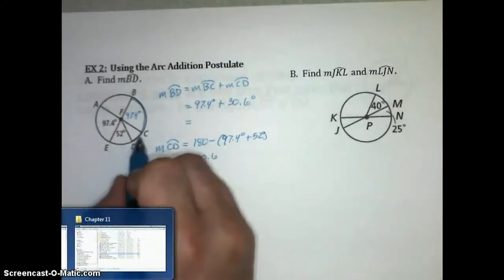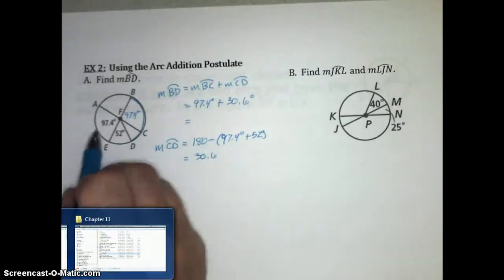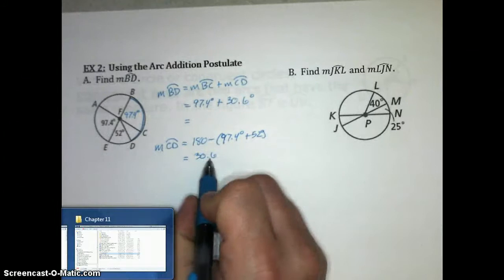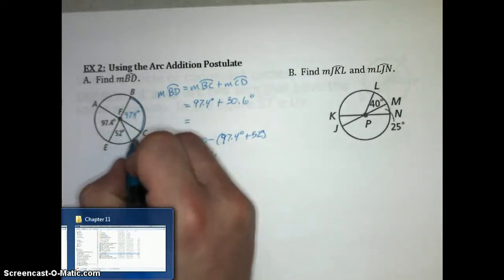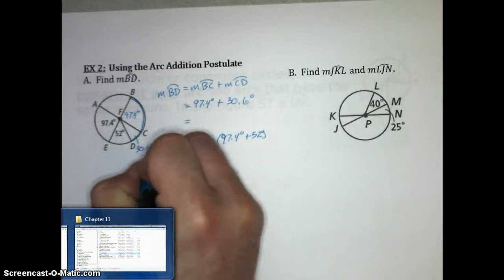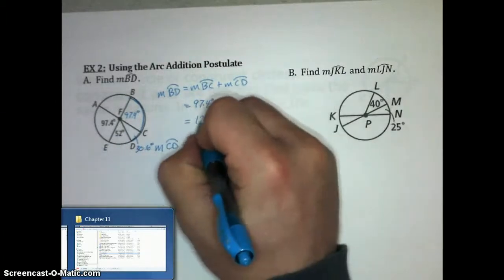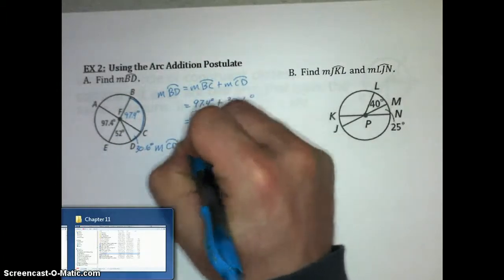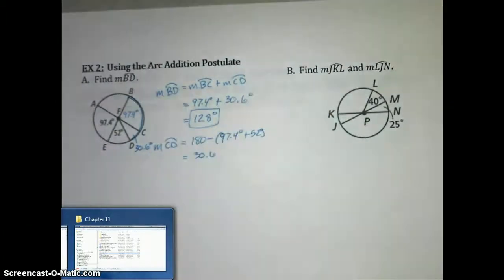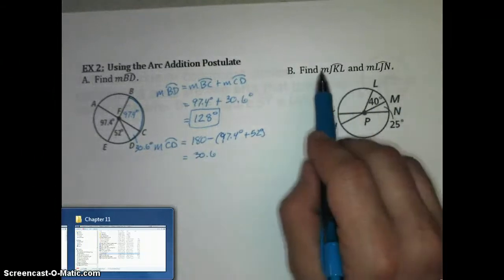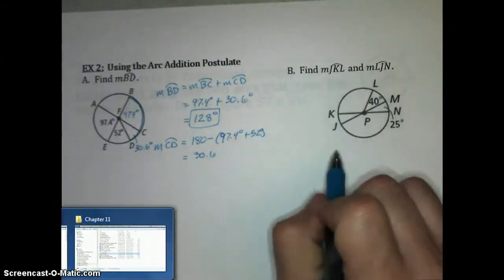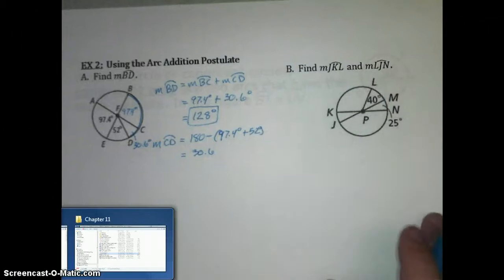Alright, we get that the measure of arc CD is 30.6. When you subtract these two from 180, we get 30.6. So if I add 97.4 degrees and 30.6 degrees, we should get a total of 128 degrees for our measure of arc BD. Why don't you take a few moments, pause the video, and see if you can do part B on your own. When you're ready to continue, click play and we'll check our progress.